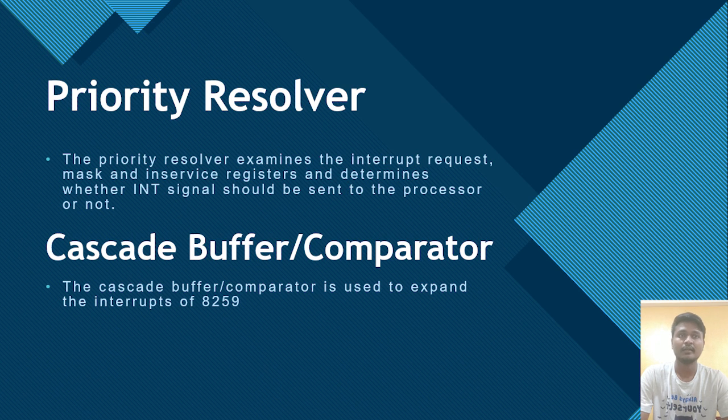And the last is the cascade buffer comparator. The cascade buffer comparator is used to expand the interrupts of 8259, like I told earlier, so that the number of interrupts can be extended up to 64.